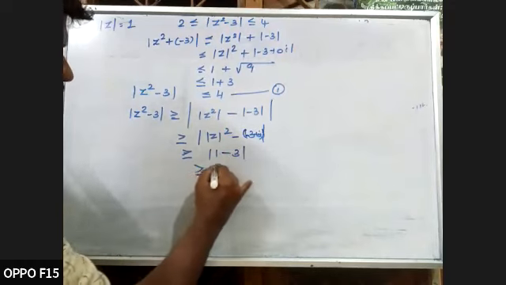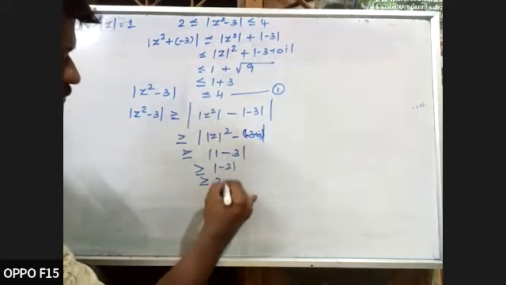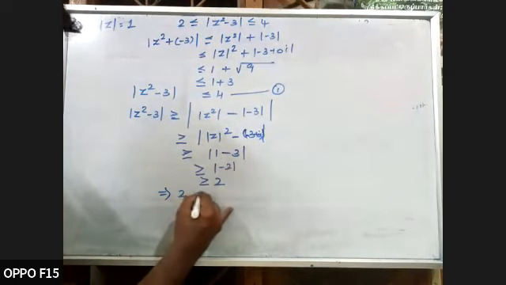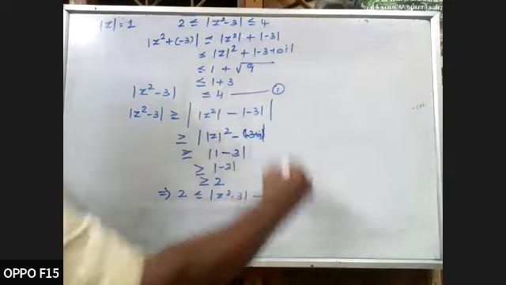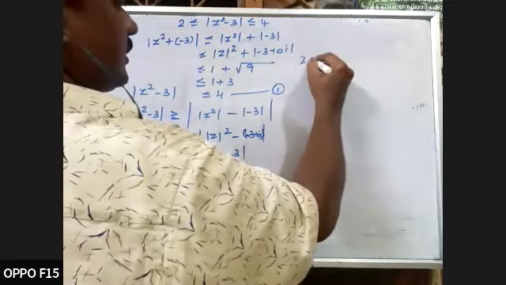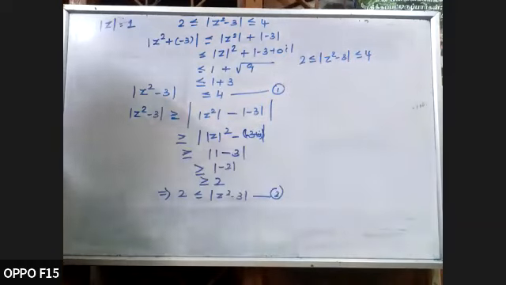So modulus of minus 3 plus 0i is minus 3. Greater than or equal to modulus of minus 2. I can take the absolute value as 2. This implies 2 is less than or equal to modulus of z square minus 3, almost similar to the last problem. From 1 and 2, I can write 2 is less than or equal to modulus of z square minus 3, which is less than or equal to 4. Take this down.